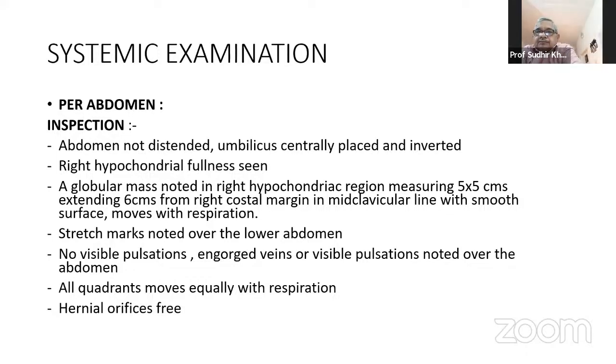Systemic examination for abdomen. On inspection, abdomen not distended. Umbilicus centrally placed and inverted. Right hypochondrial fullness seen. A globular mass noted in the right hypochondrial region, measuring 5 into 5 centimeters, extending 6 centimeters from the right costal margin and midclavicular line, with smooth surface, moving with respiration. Stretch marks noted over the lower part of the abdomen. No visible pulsations or engorged veins noted over the abdomen. All quadrants move equally with respiration, and the hernial orifices were free.